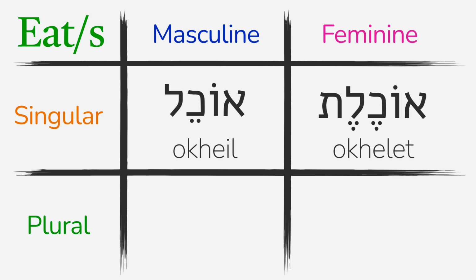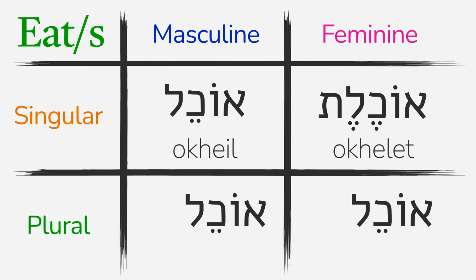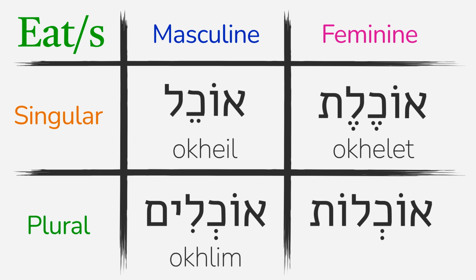The masculine and feminine plural forms of the present tense are made by taking the masculine singular form, shortening the tsere to a shva, and then adding either a masculine im ending or a feminine ot ending. Ochelim, eat, in masculine plural form, or ochlot, eat, in feminine plural form.